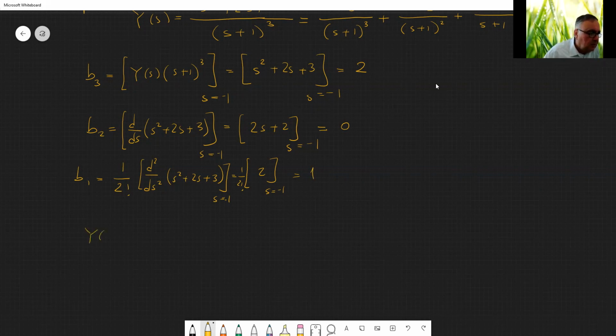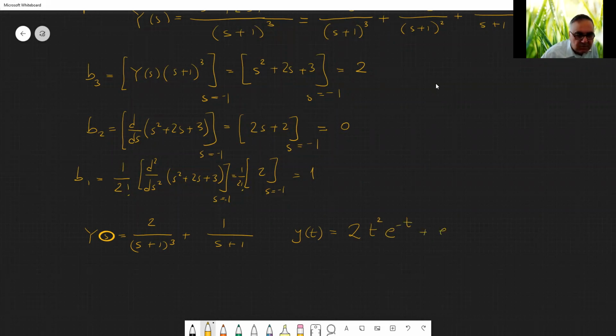So Y of s is simply 2 over s plus 1 cubed plus 1 over s plus 1. Y of t, if you take the inverse Laplace transform from the tables, you will see that this is 2 t squared e to the minus t plus e to the minus t. So this will be 2t squared plus 1 times e to the minus t for t greater than 0. Okay. So this is the way you deal with this problem.